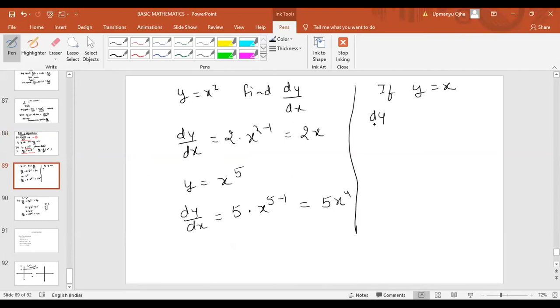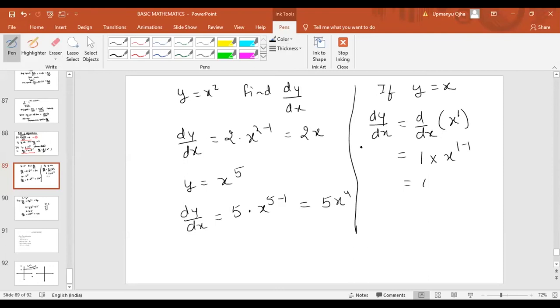Then to find dy by dx, we have to write dy by dx equals d by dx of x. Now d by dx of x, where x is x power 1. The differentiation of x power 1 will be equal to 1 into x power 1 minus 1. 1 minus 1 is 0, so 1. So when y equals x, then dy by dx will be equal to 1.